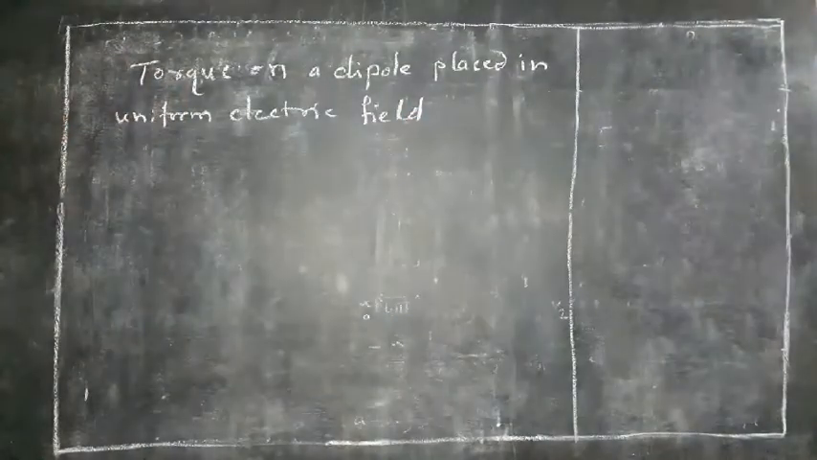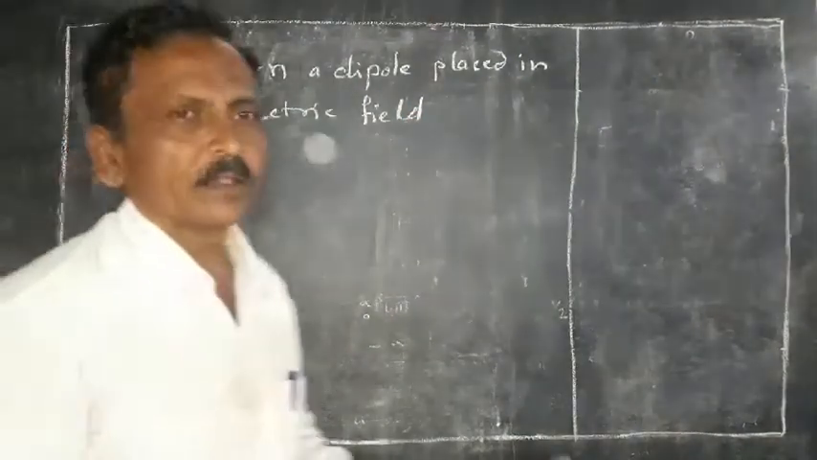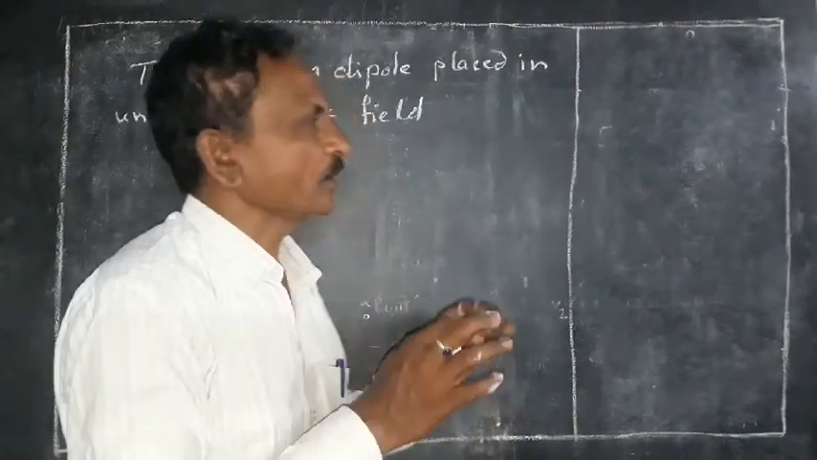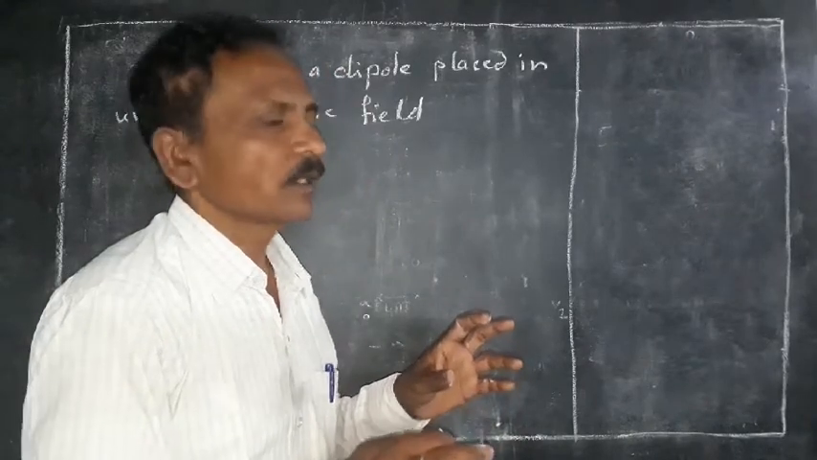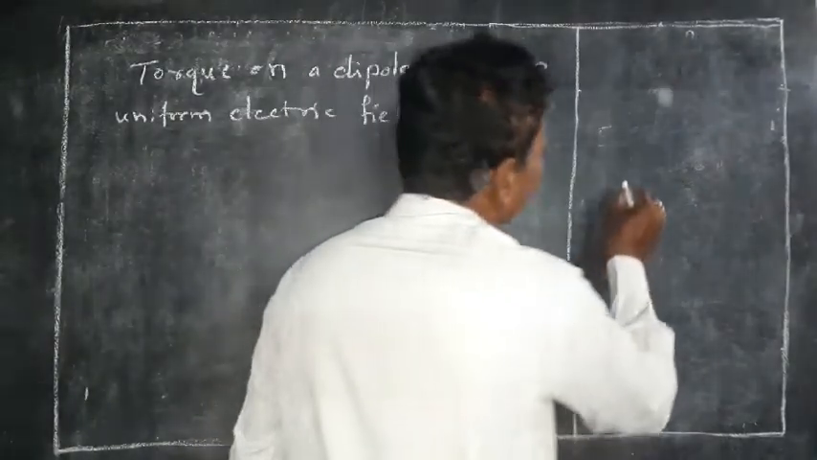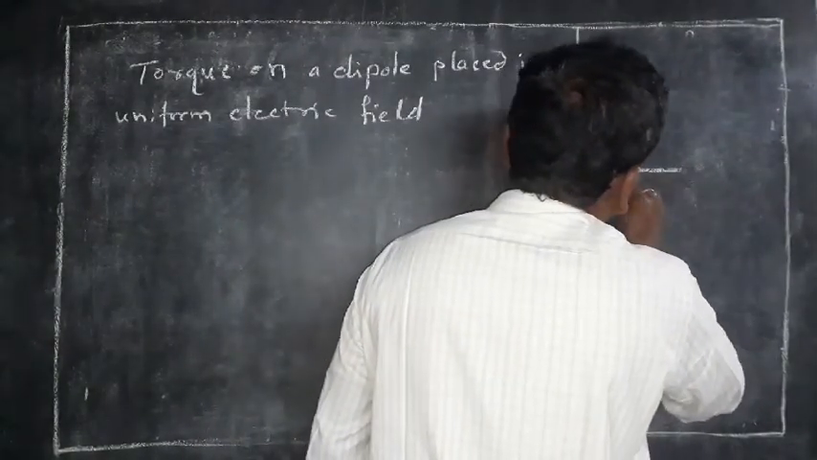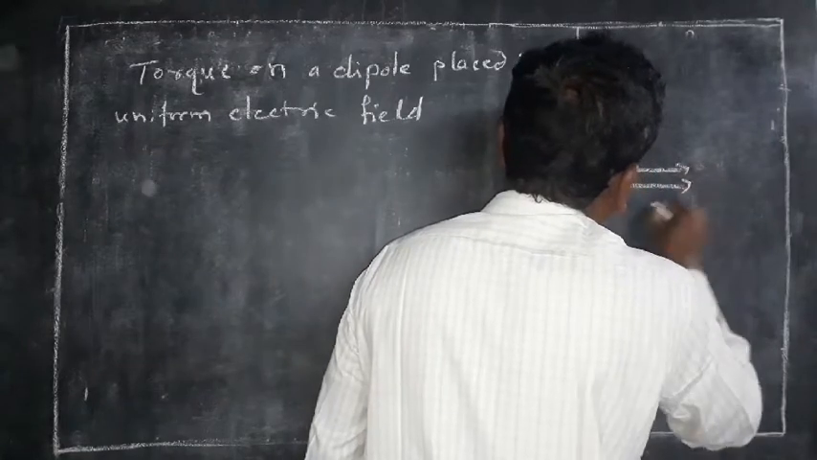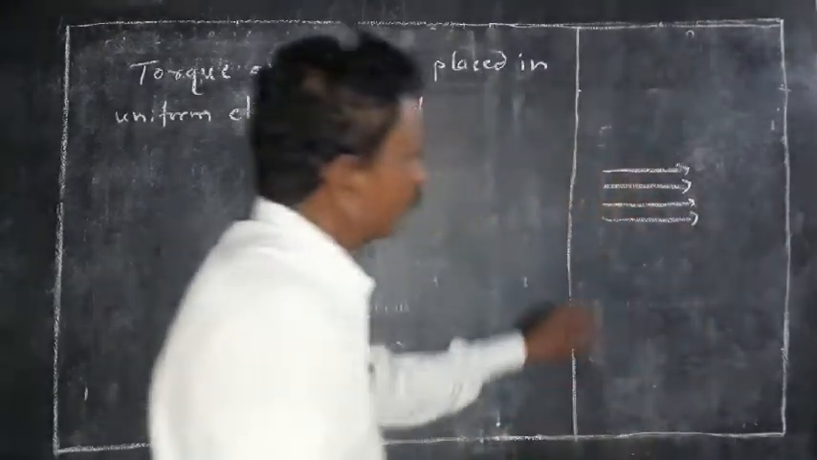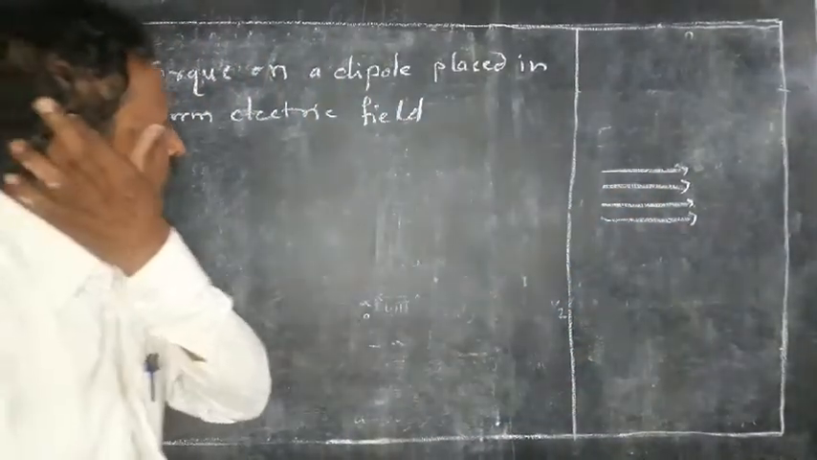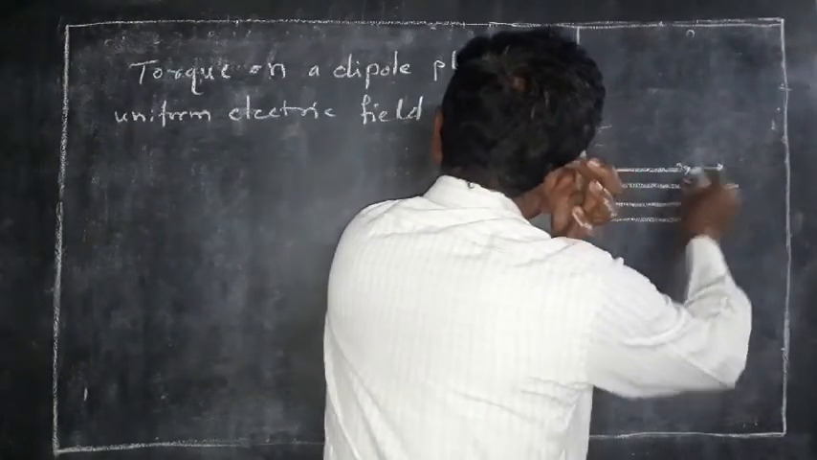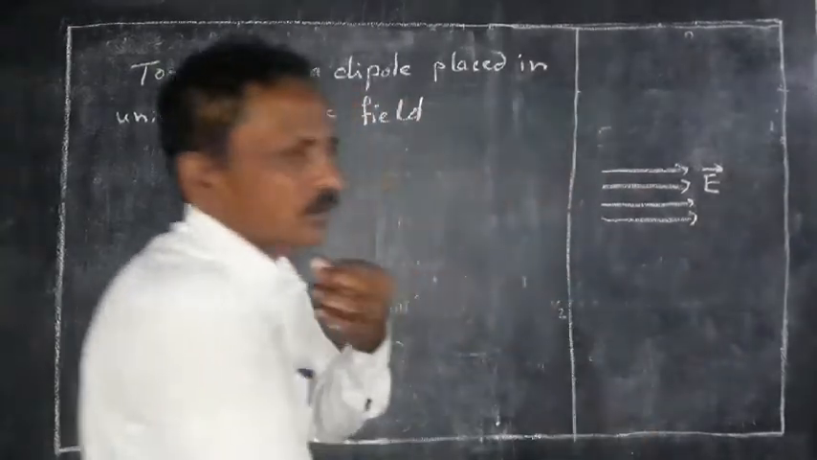Uniform electric field. Then what is a uniform electric field? If the intensity of field is same at all points in it, such an electric field is called uniform electric field, and uniform electric field is denoted by directed line segments. They are parallel to each other. It represents uniform electric field. It is represented by E, and it gives the direction of electric field.